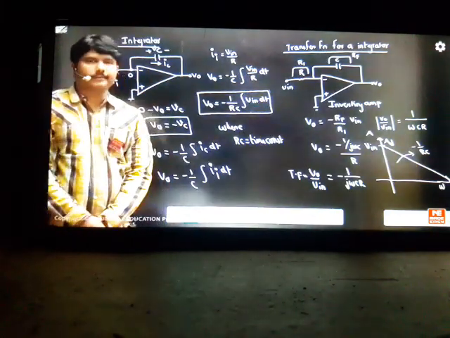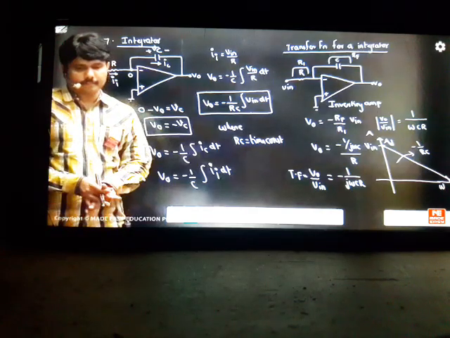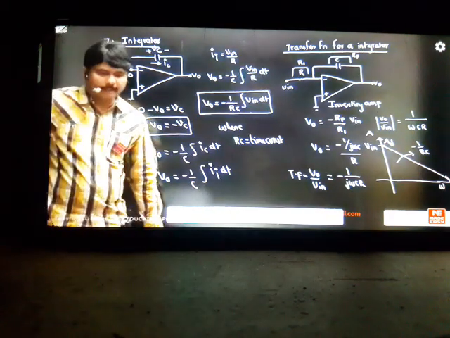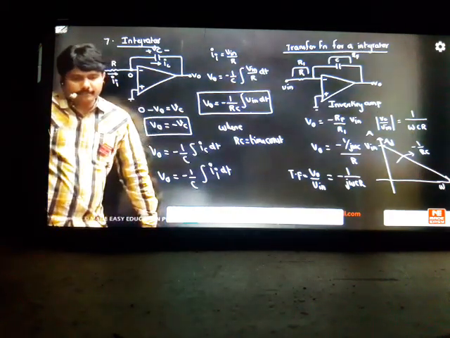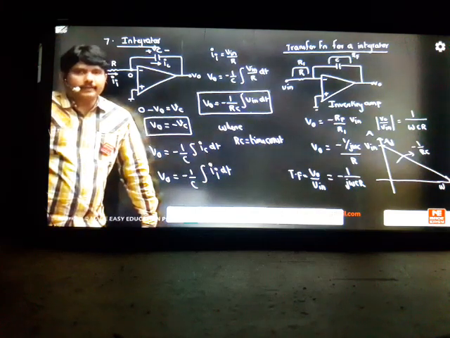So there must be some modification we have to do for an integrator circuit now. Because at lower frequencies the gain is becoming very high, so the integrator will become more unstable. So how to make it stable at lower frequencies is important for an integrator.